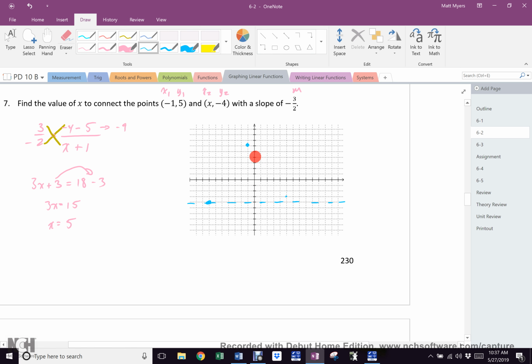1, 2, 3, 4, 5. Down 3. 1, 2, 3, left 2. 1, 2, 3, left 2. 1, 2, 3, left 2. And there we go. Good gravy. The graphing is a pain because the graphs are small. And I am old.